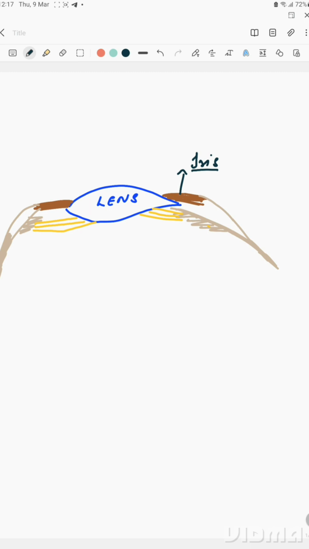Now, this ciliary body has got two parts. The part of the ciliary body which has got these projections, can you see these projections? That part is called pars plicata. And the part of the ciliary body which is plain, this part, is called pars plana. Good.